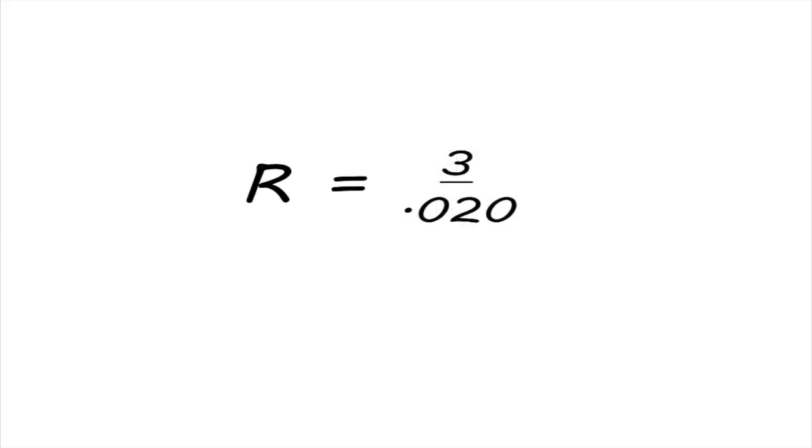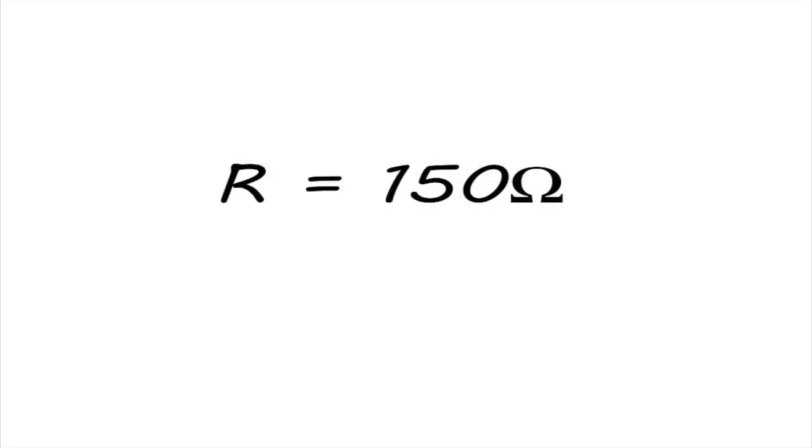0.020 or 0.02. We're going to divide this, so if you remember from your long division in elementary school, we have to carry our decimal to the right 2 places, both below and above the line, which gives us 300 divided by 2, or 150. So the resistance that we need, or size of resistor that I need in my case, is 150 ohms.